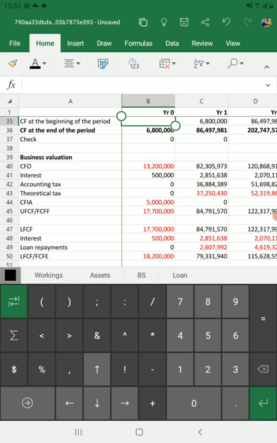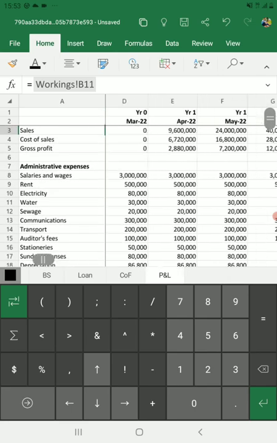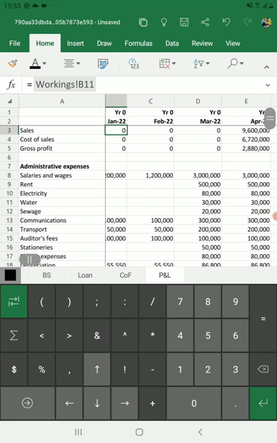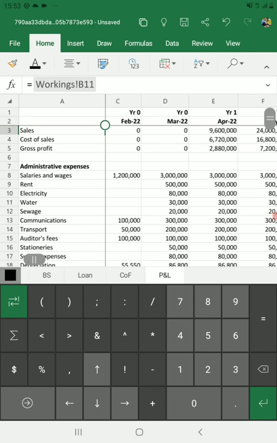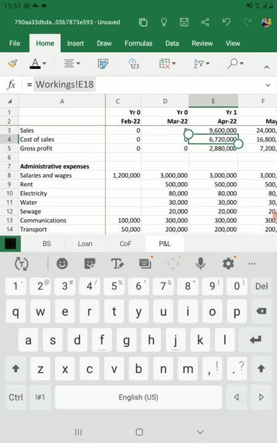Okay, if we go to our monthly P&L here, we see that it is January, February, and March. We started to make sales in April. So January, February, and March is our year zero, okay? Because it is a pre-operating period for the business, we have not yet started generating sales. So technically, I have framed that period to be year zero because we have not yet started to generate sales.